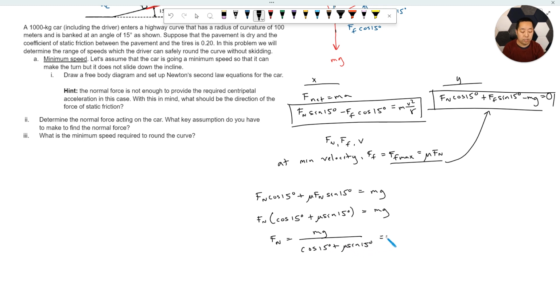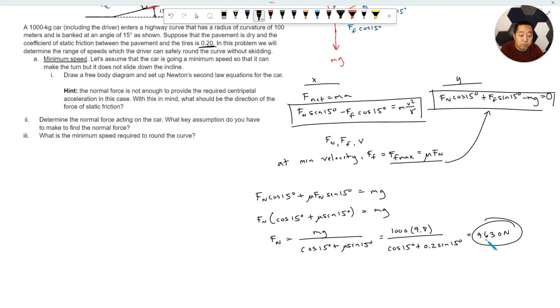Okay, so let's do that. So that's going to be, the m was 1,000, and we use cosine 15 degrees. What was the mu? The coefficient of static friction was 0.2 sine 15 degrees. And it's coefficient of static friction because that's the kind of friction that's happening here right now, right? And that equals 9,630 newtons. So that's the normal force.